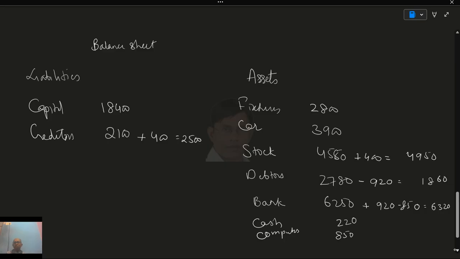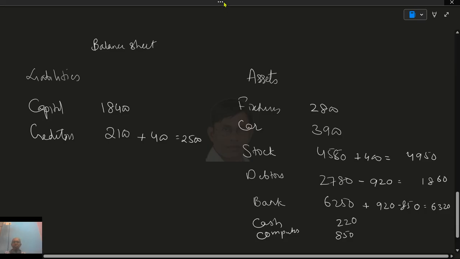All other figures will remain the same. So this is the answer for this question. This is how you have to do the problem. Always liabilities will come on the left side and assets on the right side, or you can write one below the other, whatever is suggested by your school teacher. It can be presented in different ways; the ultimate amount is the net result. Okay, so this is over.